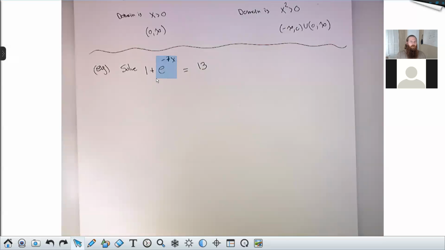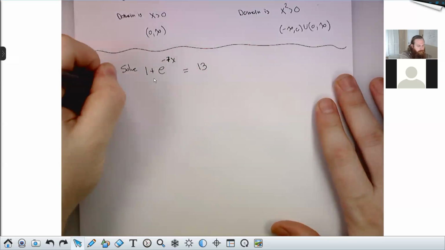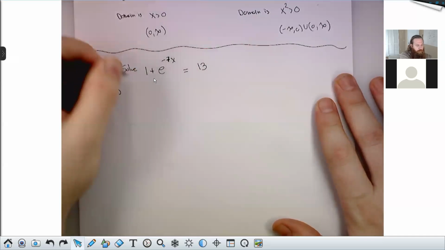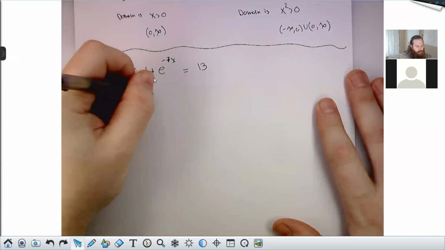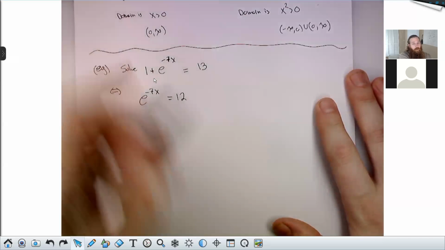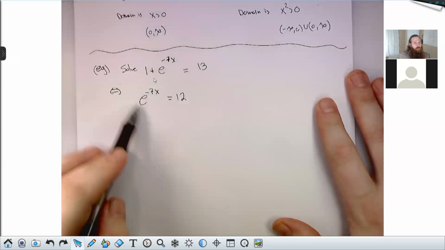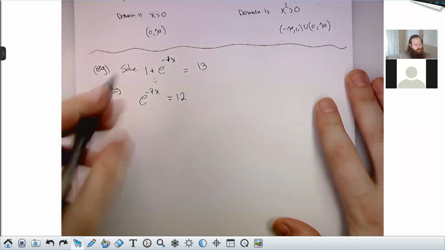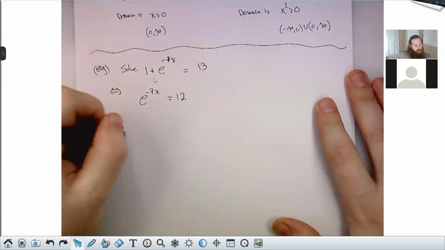Right. So I want to take the log of this piece because I know that that will cancel nicely. So first I need to get rid of the 1. We do that just by subtracting it over. I get e to the negative 7x equals 13 minus 1, which is 12. Now I can take logs, right? So first you need to isolate the exponential, then you can take logs.